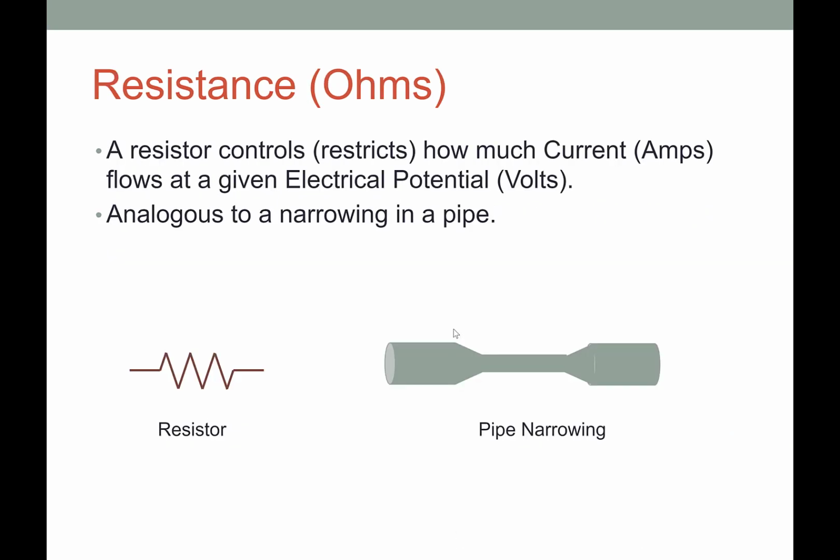We can think about resistance. That's another thing that you will see in simple circuits, a resistor. Its resistance is the restriction, or how much it's restricting the current for a given push power or electrical potential. We can think about it like kinking a hose or narrowing a pipe. It's resisting that flow of electrons.